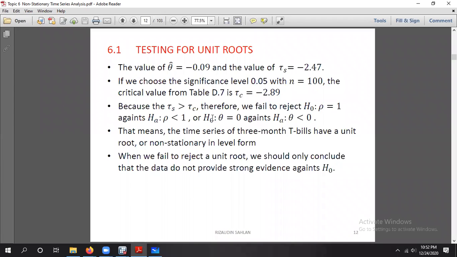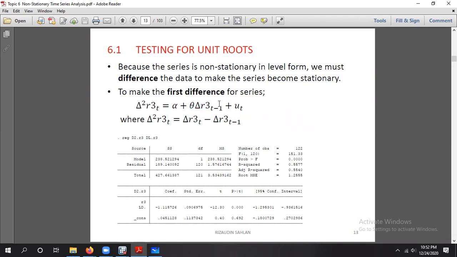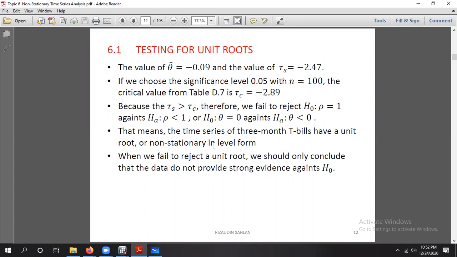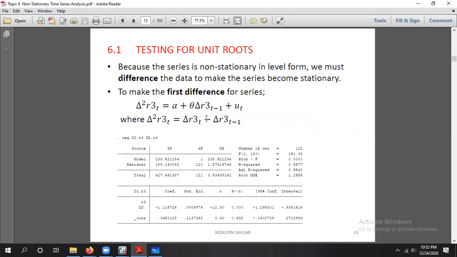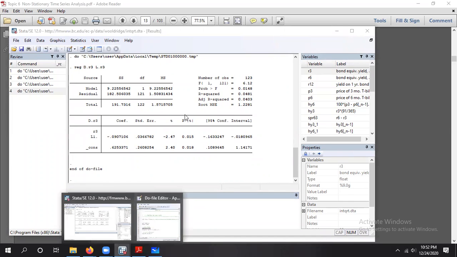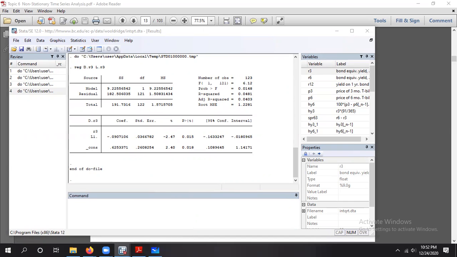We perform the first difference because our data is non-stationary in the level form. We have proved from this regression that our data is non-stationary in level form. So what we must do is difference the data to make it stationary. After we difference the data, we perform the unit root test for the differenced data, and then we look at the result when using the data in the first difference.